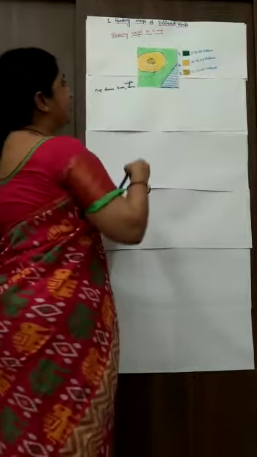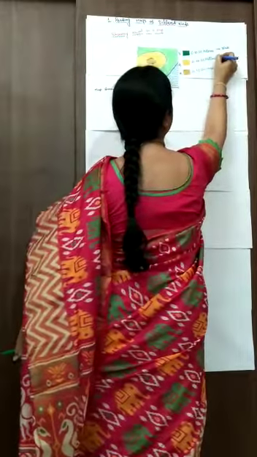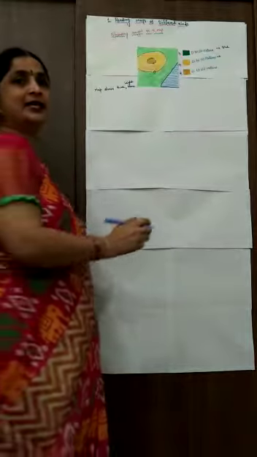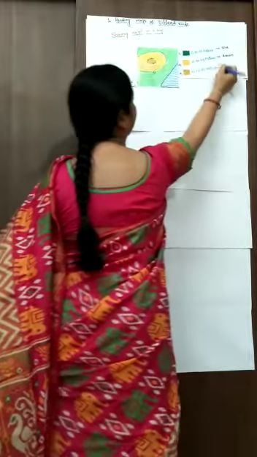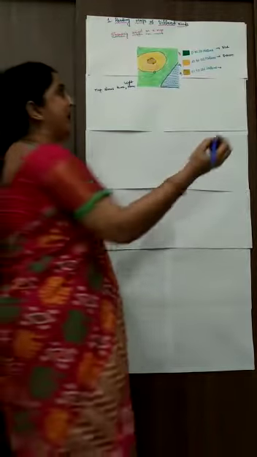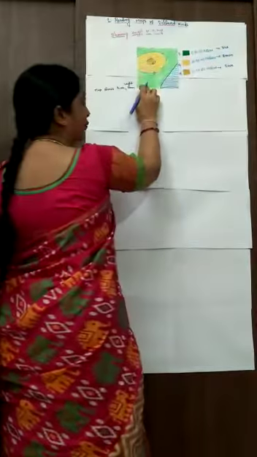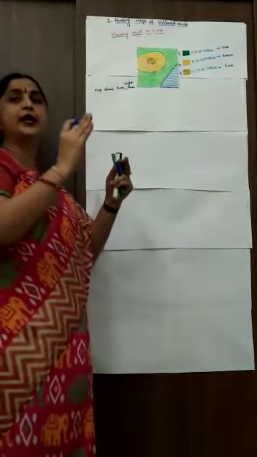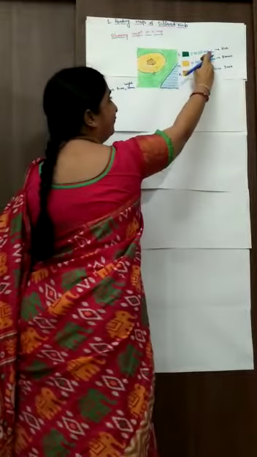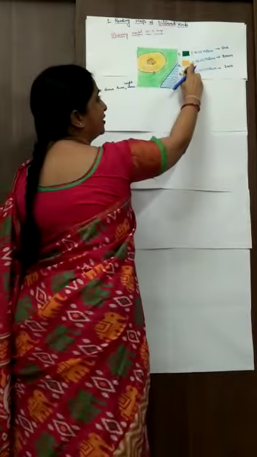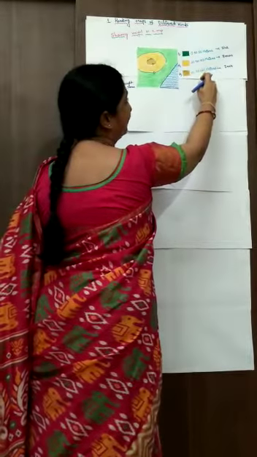The first one uses the blue color. Which color is used here? It is the blue color. 51 to 100 uses the brown color. And 101 to 150 uses the dark color. So this is the map of Nipur village and the map is divided into three height zones. The first zone is from 0 to 50 meters, the second zone is 51 to 100 meters and the third zone is from 101 to 150 meters.